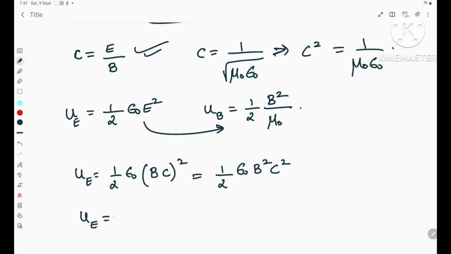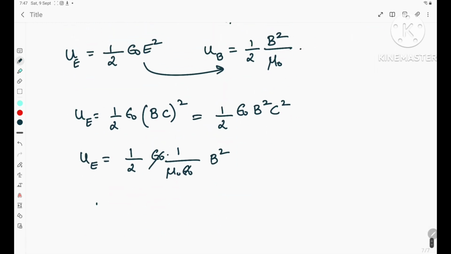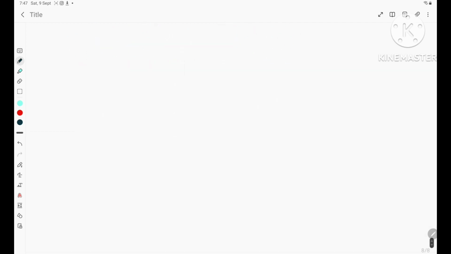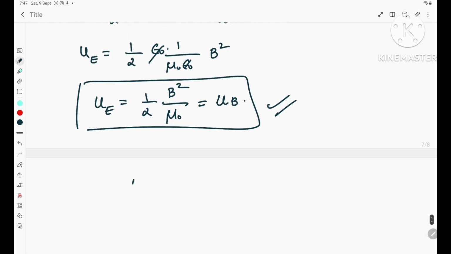So you get UE is equal to half into epsilon naught into 1 by mu naught epsilon naught into B square. So epsilon naught and epsilon naught get cancelled. You get UE is equal to half B square by mu naught, which is equal to the energy density of the magnetic field. Therefore, they both are equal. So hence we can say that UE is equal to UB. That's it.